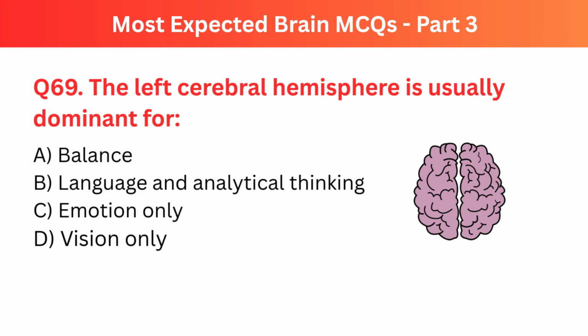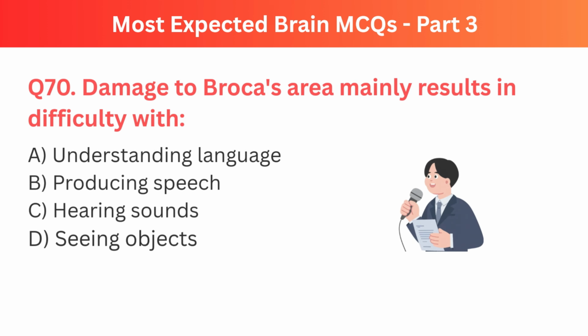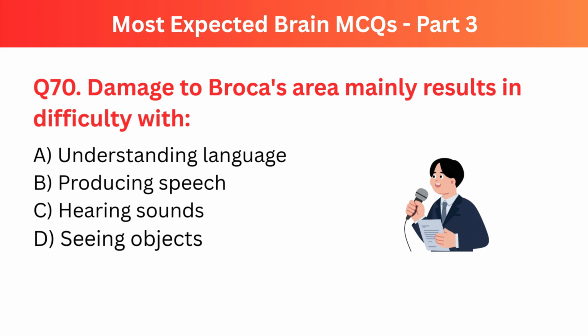Question number 69. The left cerebral hemisphere is usually dominant for. The right option is B. Language and analytical thinking. Question number 70. Damage to Broca's area mainly results in difficulty with. The right option is B. Producing speech.